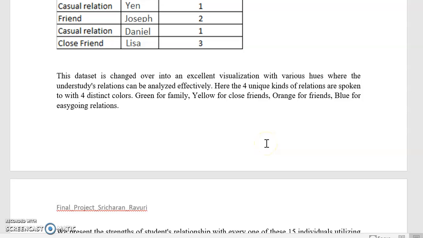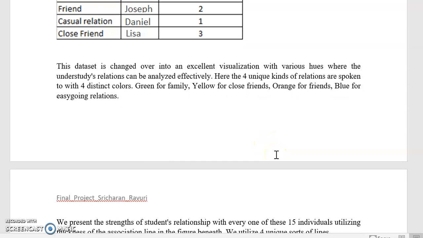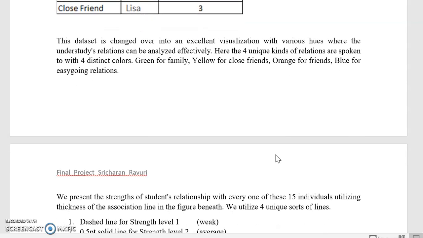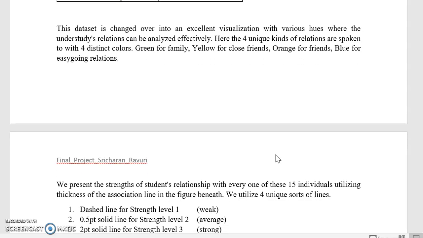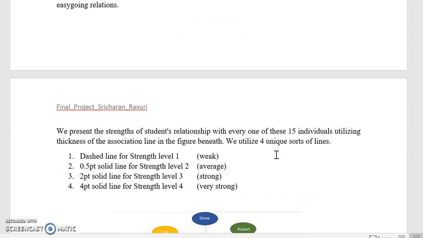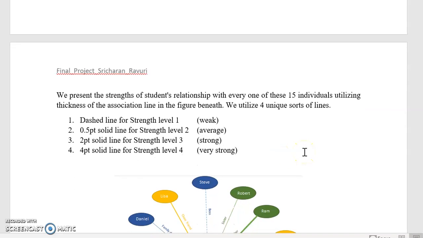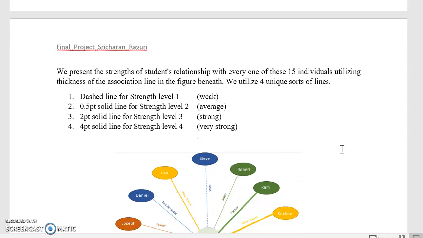good, excellent visualization, by using the colors and the strengths, connecting them through the lines. And here the relationship between the people is either weak, average, strong or very strong depending upon the line.